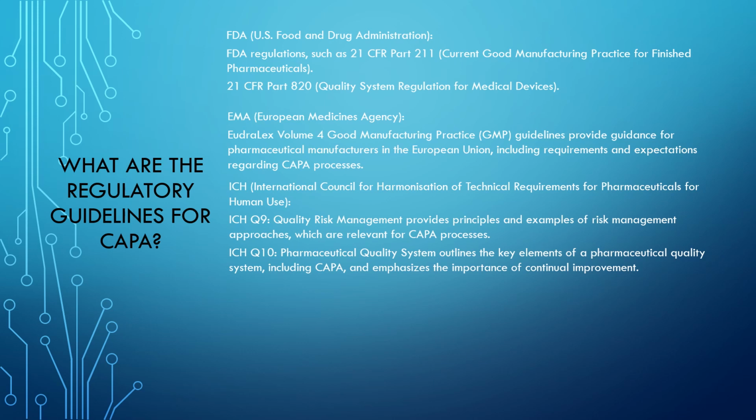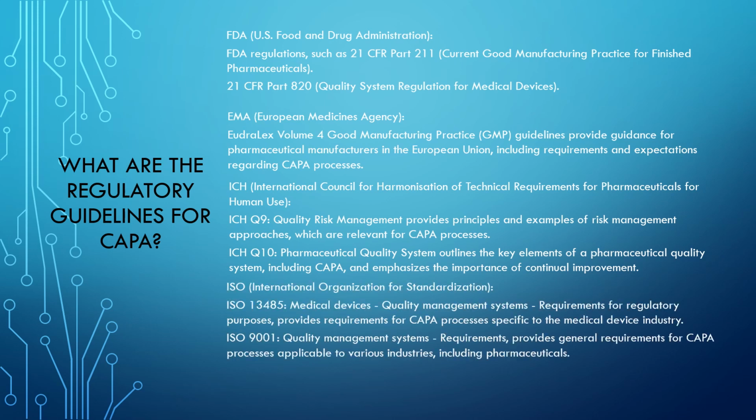Next is the ICH guideline, that is ICH Q9 and Q10. ICH Q9, that is quality risk management, provides principles and examples of risk management approaches which are relevant for CAPA processes. And ICH Q10, that is the pharmaceutical quality system, outlines the key elements of a pharmaceutical quality system including CAPA and emphasizes the importance of continual improvement. Next is ISO, that is the International Organization for Standardization, that is ISO 13485 for medical devices, and ISO 9001 for the quality management system. From ISO, these two guidelines talk about the CAPA processes.